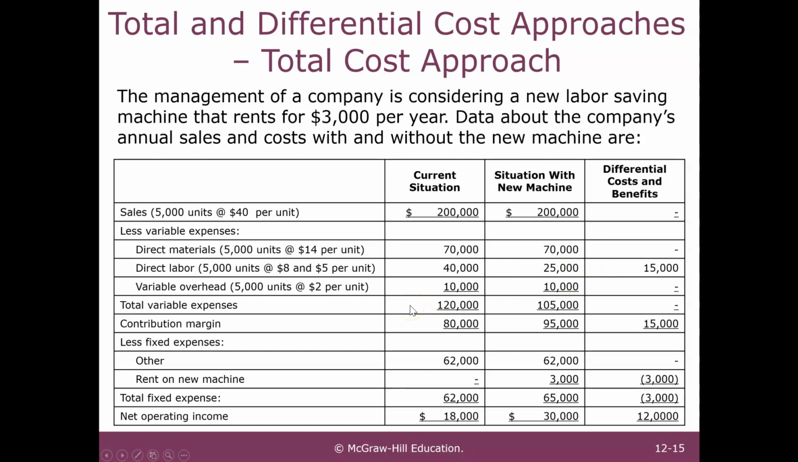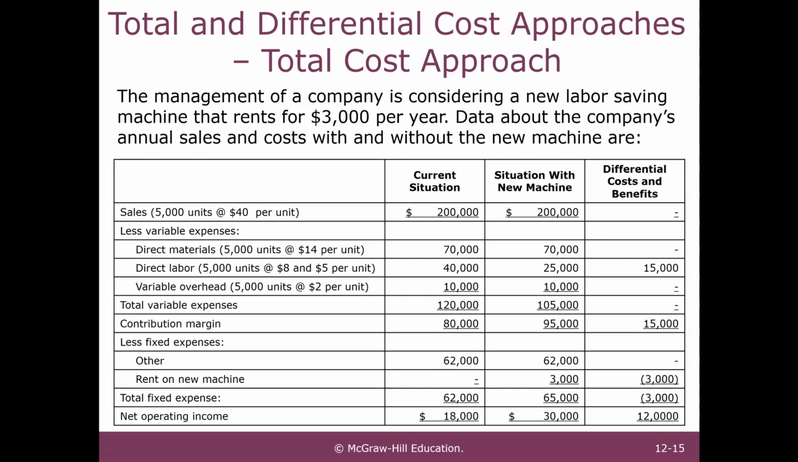Okay, so the total variable expenses are going to differ by that $15,000. Then take your sales minus your variable expenses, and that gives you the contribution margin. We have a higher contribution margin under the new machine by $15,000 because we have $15,000 less in variable expenses.